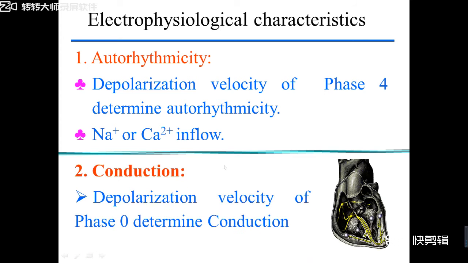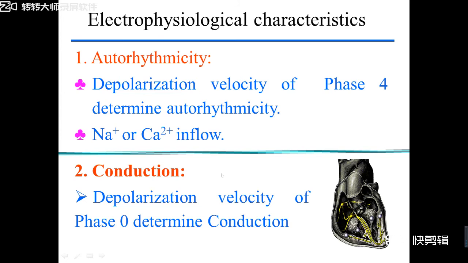The second characteristic of cardiomyocytes is conduction. Now we also reviewed that the depolarization velocity of phase 0 determines conduction. So now my question is, do you remember which channel is the major channel in phase 0? Sodium, calcium, potassium?